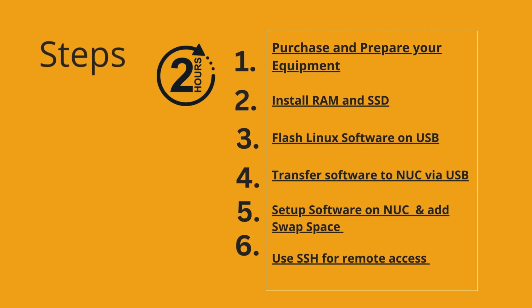Let's review these steps. Number 1, purchase and prepare your equipment. Number 2, install the RAM and SSD. 3, flash the Linux software on the USB. 4, transfer the software to the NUC. 5, set up the software on the NUC. And 6, use SSH for remote access.